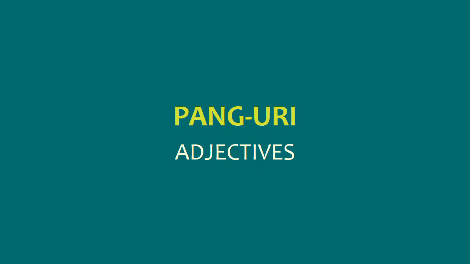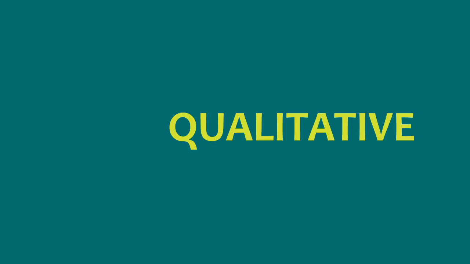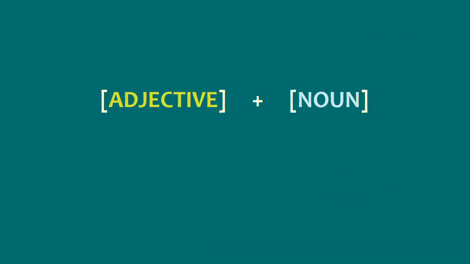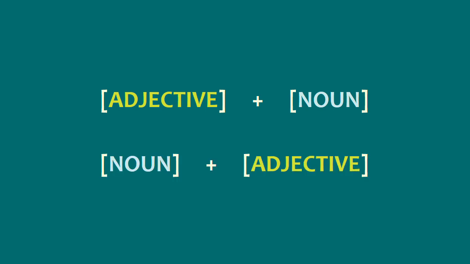Pang-uri or adjectives are words that describe or modify a noun. Now in Filipino, if an adjective is qualitative like beautiful, smart, blue, strong, happy, you can place the adjective before or after the noun it modifies. Let me show you how with a few examples.